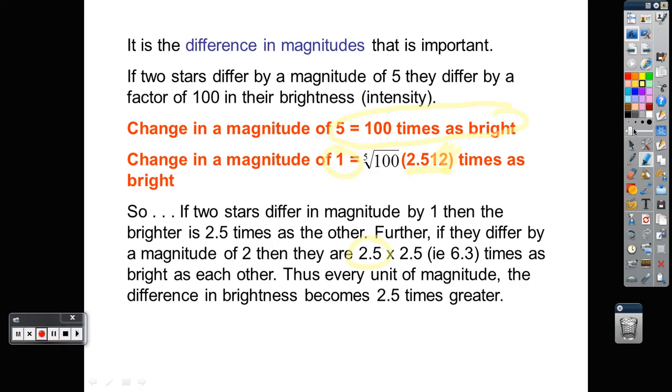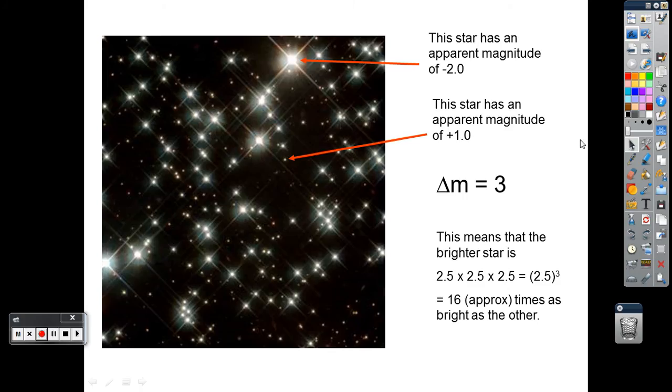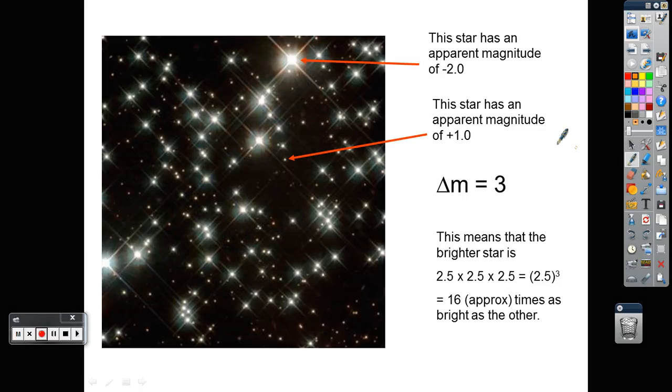Just moving on. If we have a look at these two stars here, this star has an apparent brightness, or apparent magnitude, of negative 2.0. This one here is plus 1. So the difference in brightness is 3.